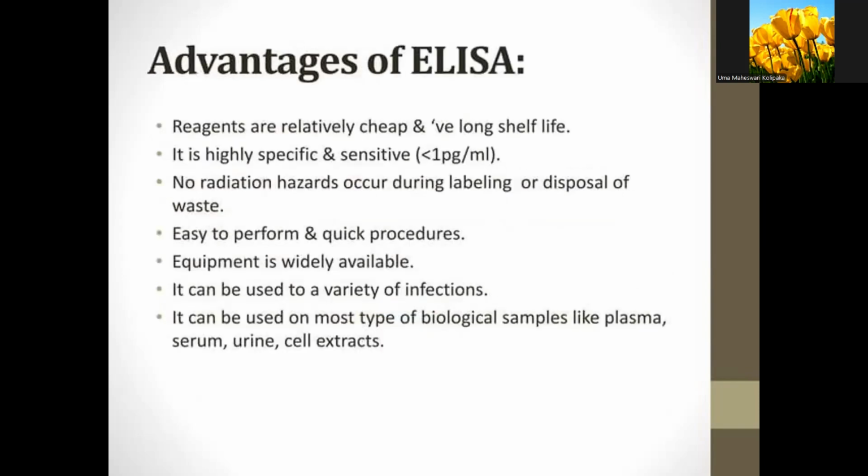Advantages of ELISA. Reagents are relatively cheap and they have long shelf life. It is highly specific and sensitive. No radiation hazards occur during labeling or disposal of waste. Easy to perform and quick procedure. Equipment is widely available. It can be used for a variety of infections. It can be used on most types of biological samples like plasma, serum, urine, and cell extract.